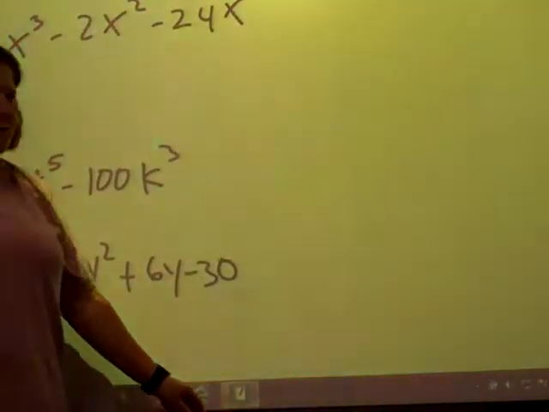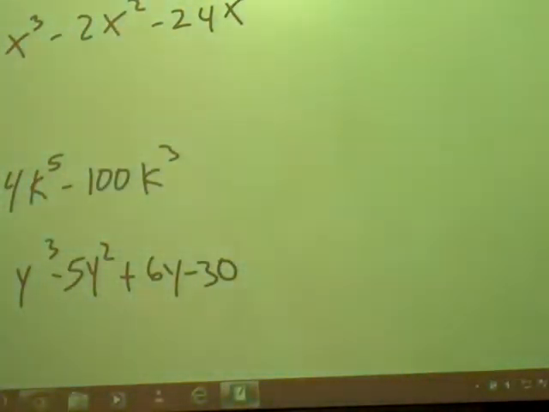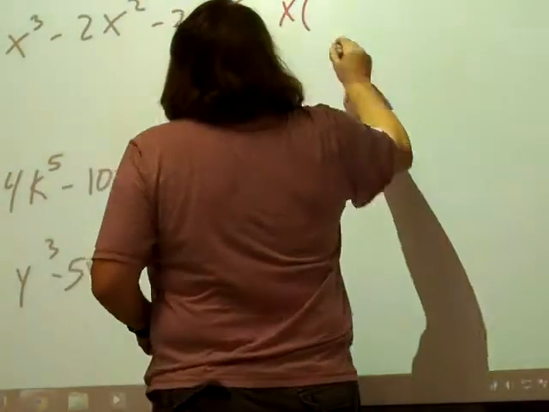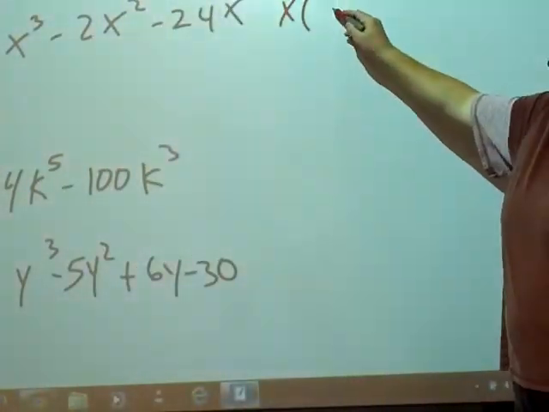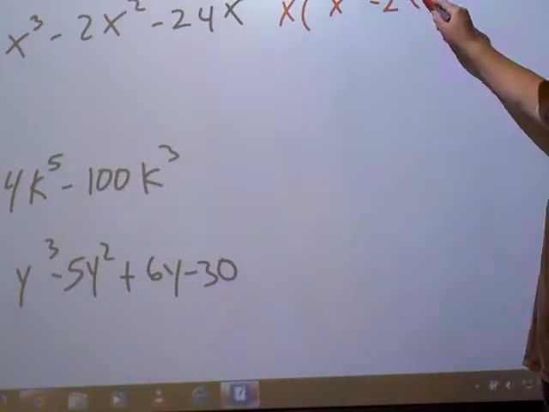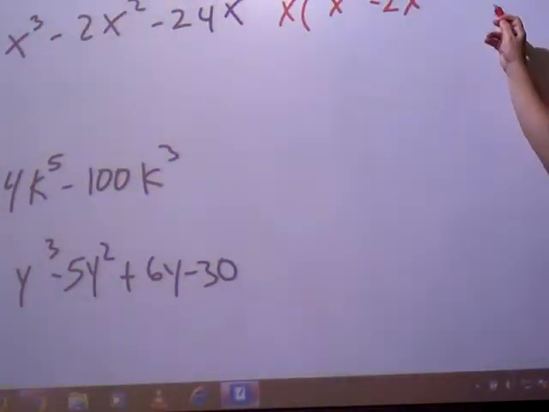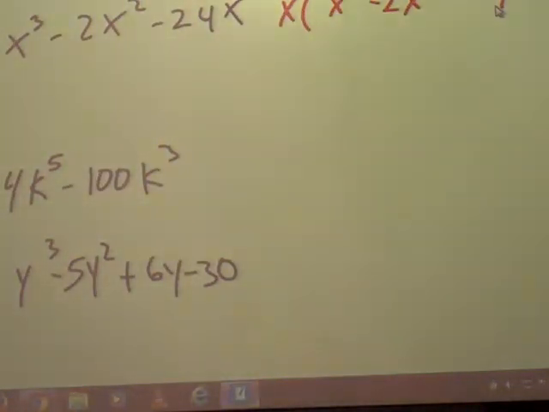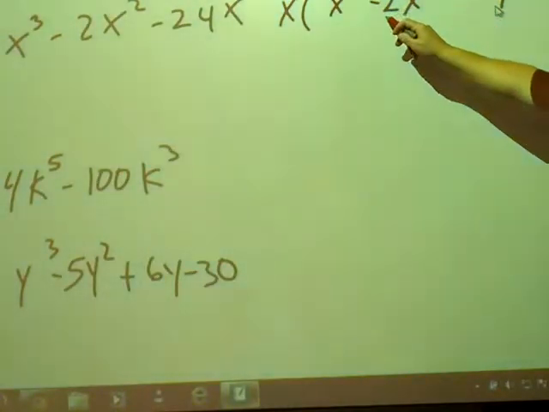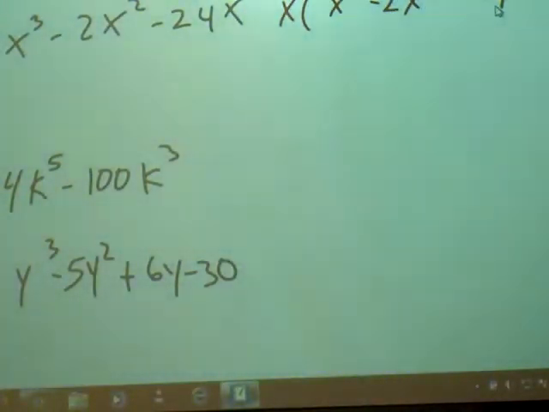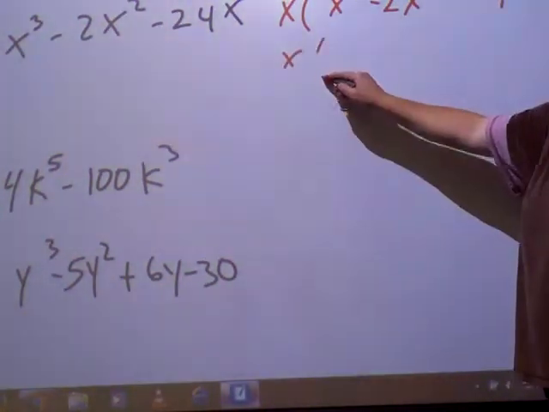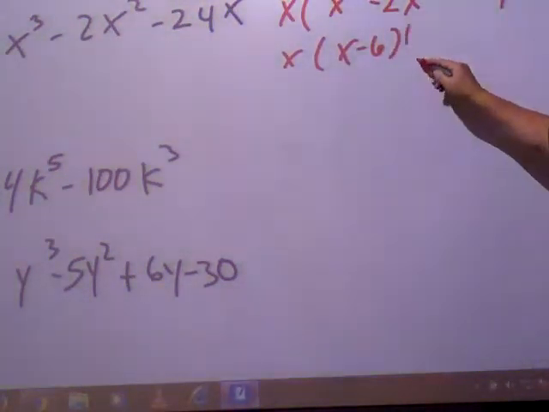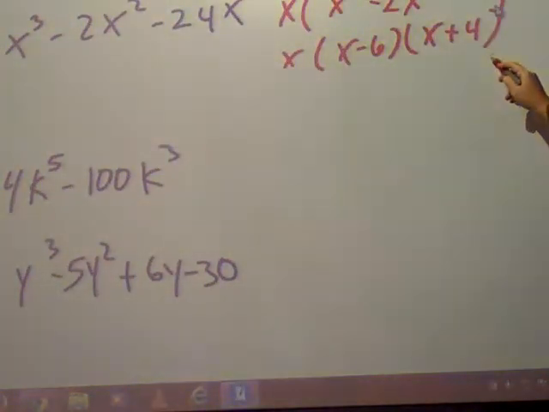All right, on number 1, what was your greatest common factor, Jody? 2x. When I divide everything by that, I would have x squared minus 2x minus 24. Sometimes you're done, sometimes you're not. You've got to check and see if that can go farther. A times c is negative 24. Are there any factors of negative 24 that add to negative 2? Yes, negative 6 and 4. So I'm going to have my x minus 6 and x plus 4.